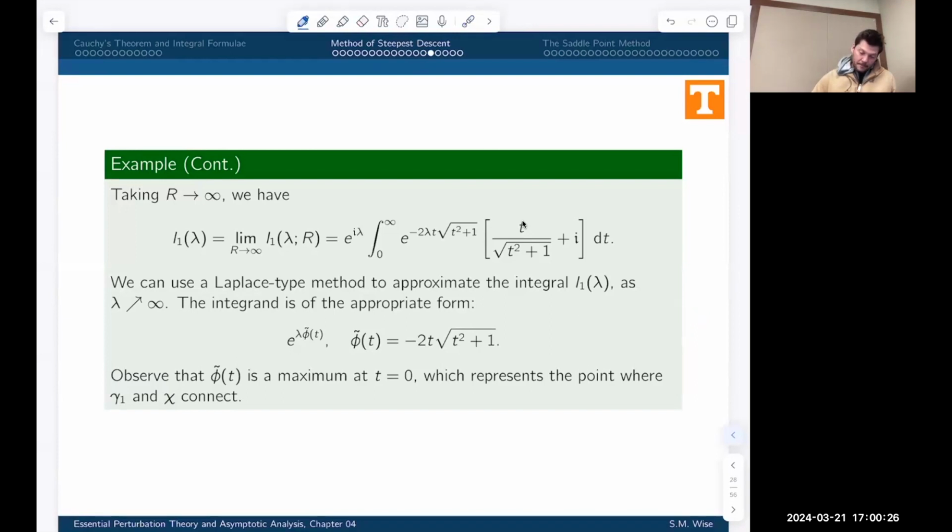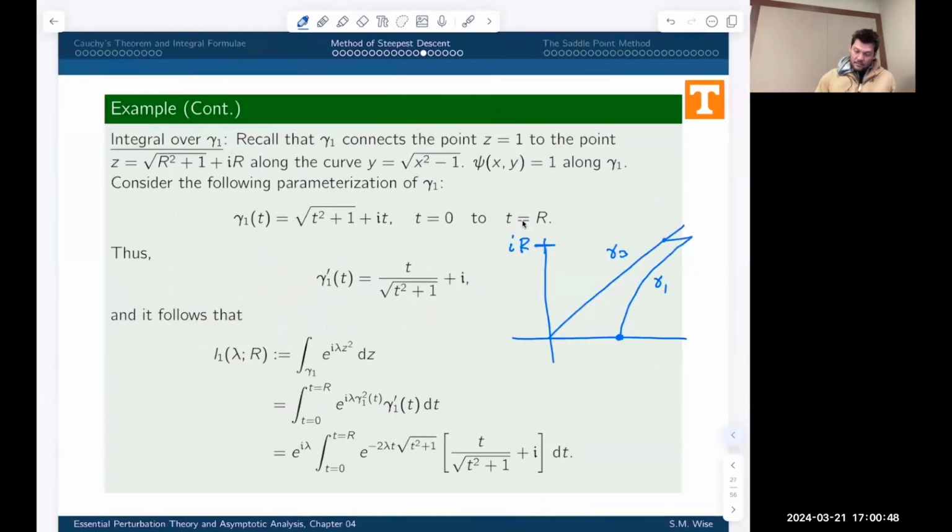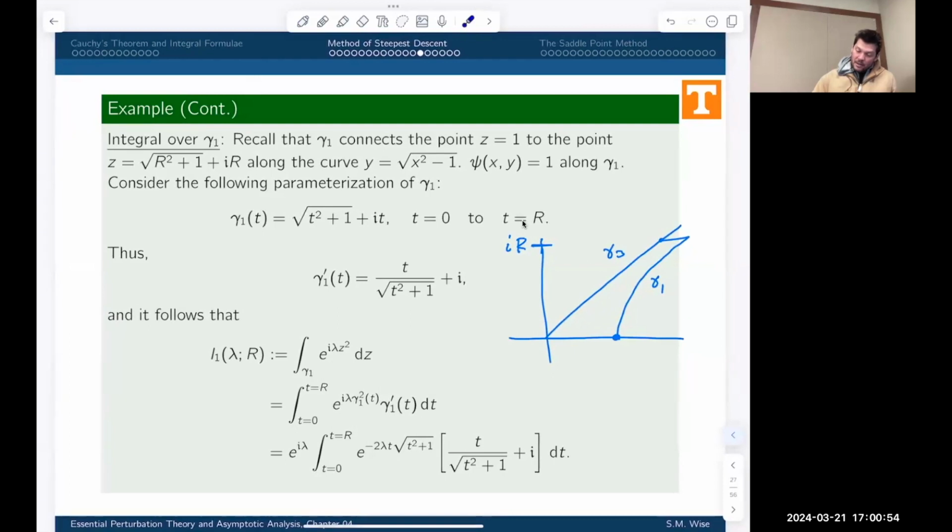Okay. So we want to use Laplace's method or Watson's lemma, however you want to look at it, to solve this. And we keep in mind, again, everything fits the prescription that we wrote earlier. We need to have phi be a maximum at t equals 0. That's where things get connected. This is where this guy connects onto the curve chi. So along this direction, phi is decreasing.